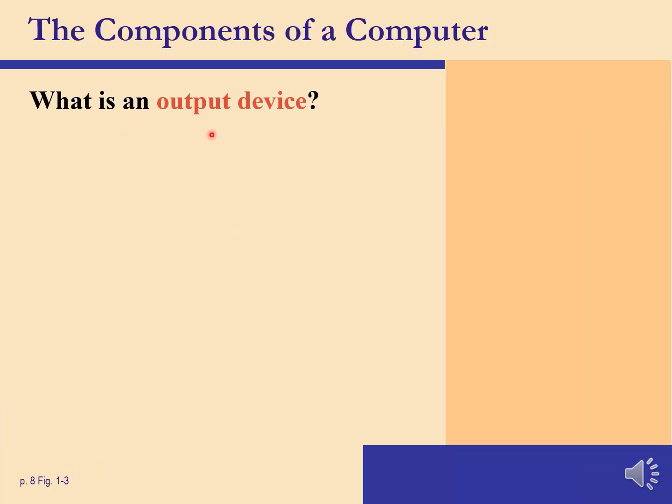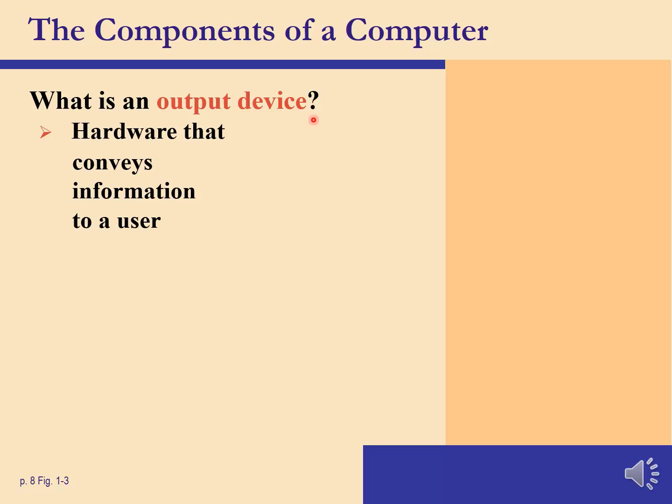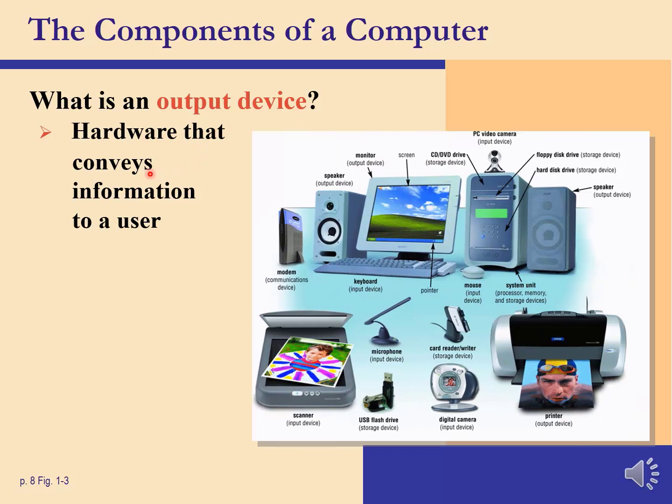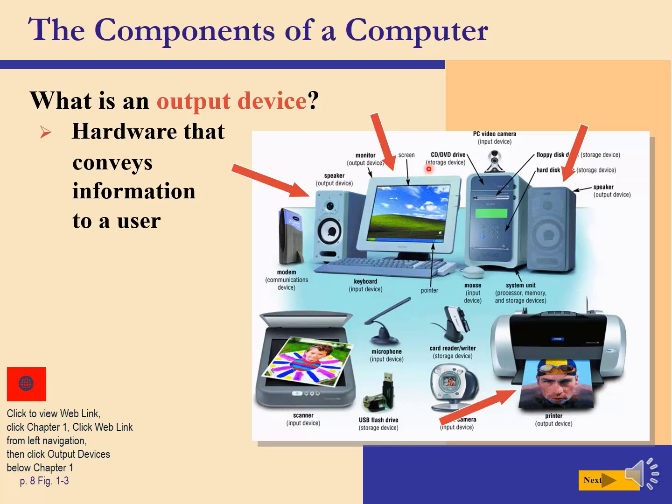What is an output device? It is hardware that conveys information to users. So this is the computer, and the output device is the hardware that conveys information to the users. For example, screen, microphone, and printers, etc.